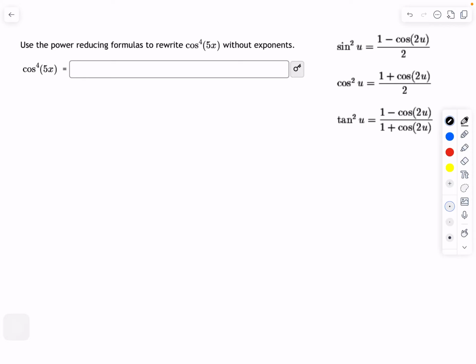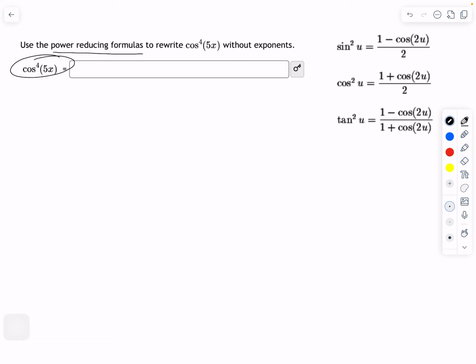Okay, so we're going to use power reducing formulas to reduce this cosine to the fourth power so we don't have any more exponents left. So you can see on the right side we have what we call power reducing formulas for sine, cosine, and tangent. So we're going to use these to break down this to the fourth power.